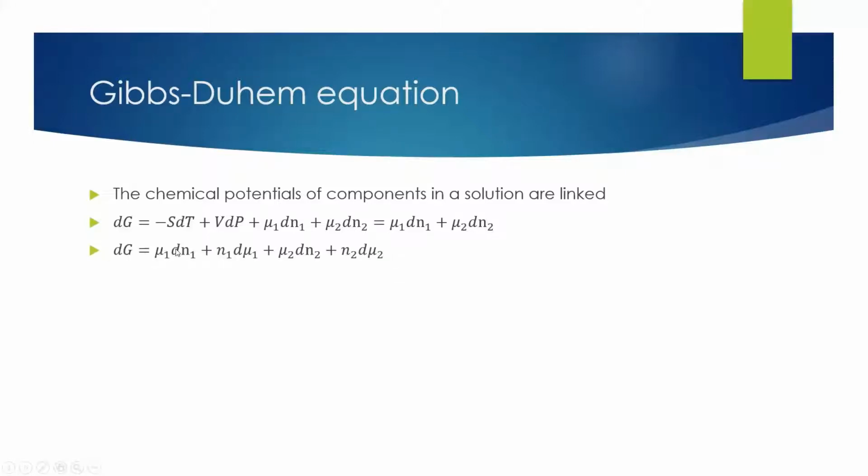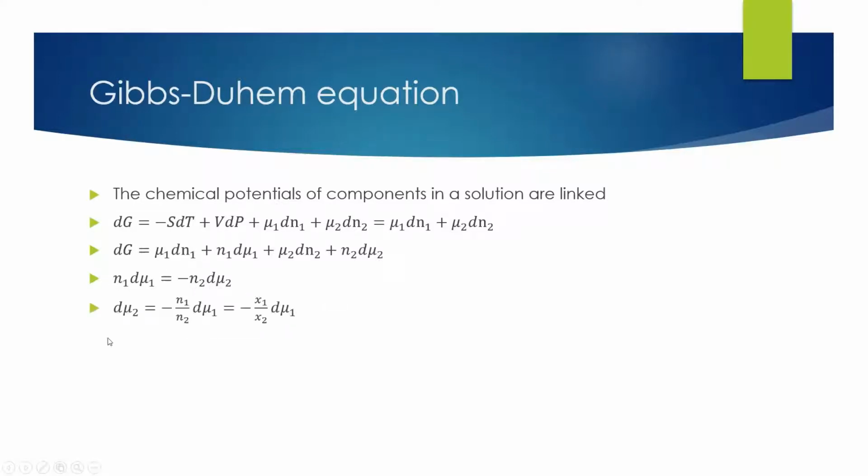So we can also write the change in Gibbs free energy as the chemical potential of substance 1 times the change in the number of moles of substance 1 plus the number of moles of substance 1 times the change in the chemical potential of substance 1. And we do the same thing for substance 2. Setting these two equations for dG equal to each other, we end up canceling out this term and this term, leaving only N1 d mu1 equals N2 d mu2.